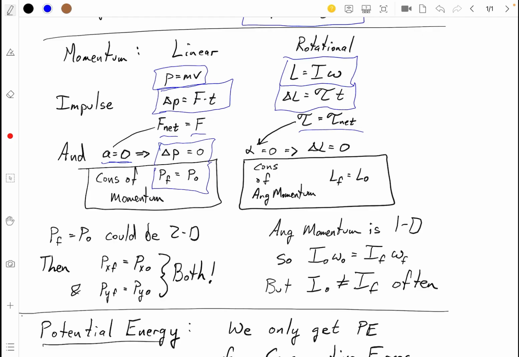Same thing goes for torque, okay? If torque net is equal to I alpha, and alpha is 0, well then torque net equals 0, and now we can say that we've got our delta L is equal to 0, meaning that L final equals L initial, and we're again left with conservation of momentum. It's just angular momentum this time.